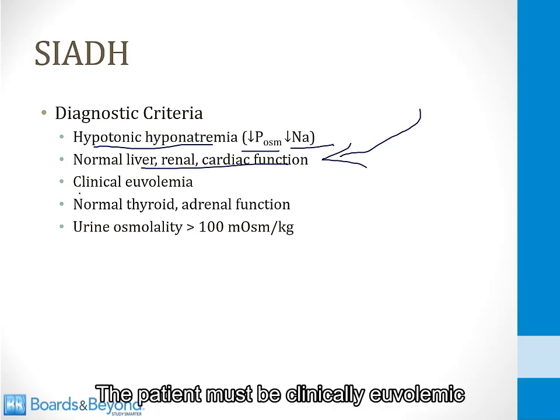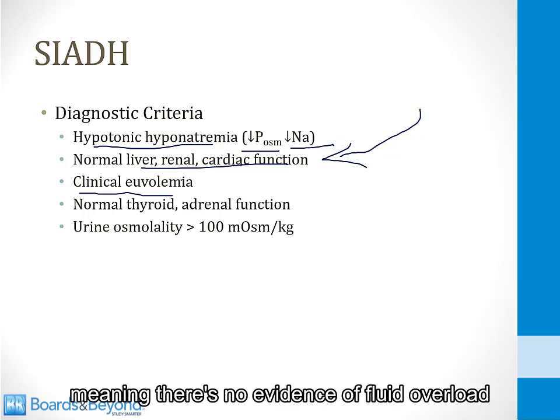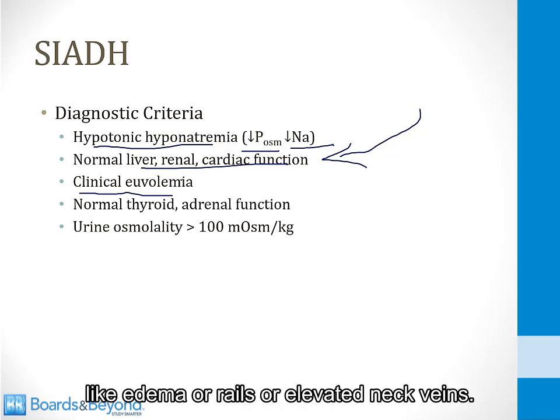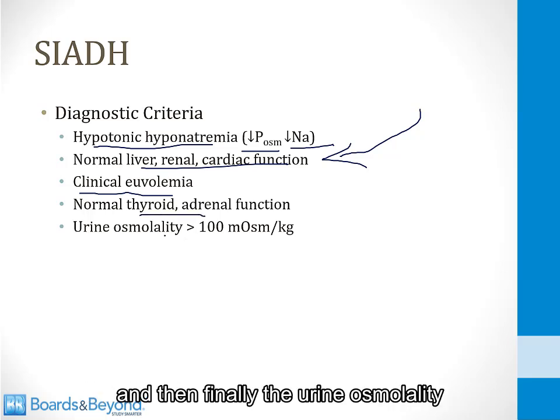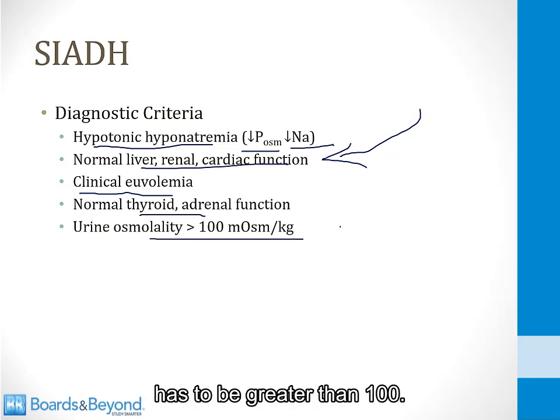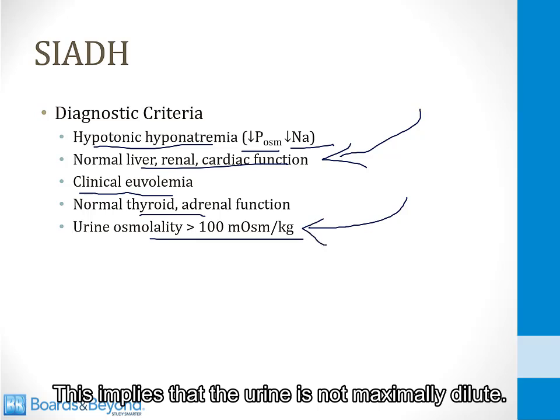The patient must be clinically euvolemic, meaning there's no evidence of fluid overload like edema or rales or elevated neck veins. The thyroid and adrenal function must be normal. And then finally, the urine osmolality has to be greater than 100. This implies that the urine is not maximally dilute.